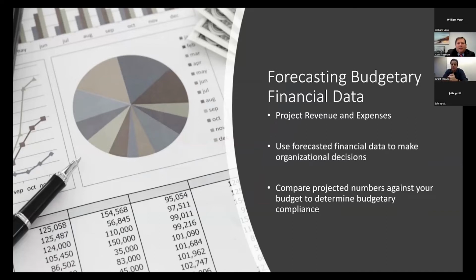In order to properly monitor your budget, you're going to need to do some form of forecasting your revenue and expenses. There are various tools out there on the internet that you can use to project your revenue and expenses, but a simple way to do it is to take 1 month of your fiscal year and multiply all of your revenue and expense lines by 12. And that will project out 12 months of revenue and expenses.